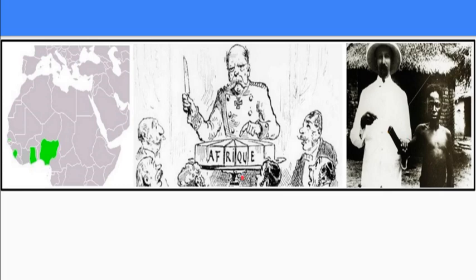We also see this metaphor that Africa was like this big cake, and all the European countries wanted to have their slice of it, because each slice is going to be filled with natural resources like gold and ivory and oil, which are going to be in high demand in Europe.